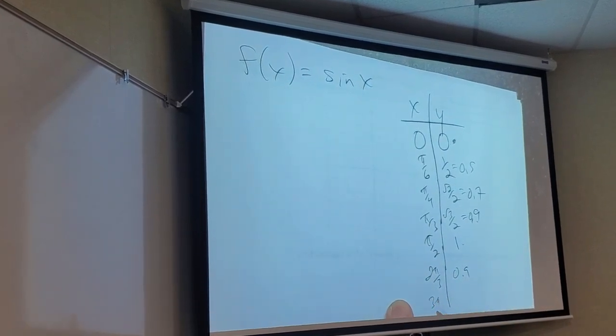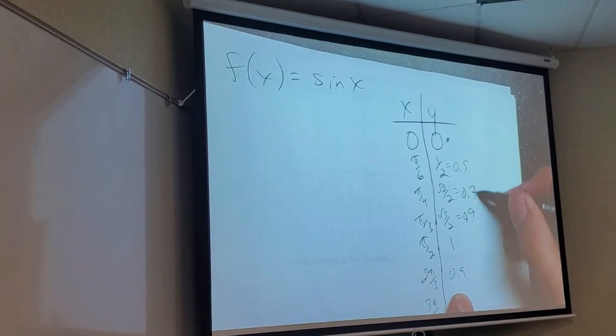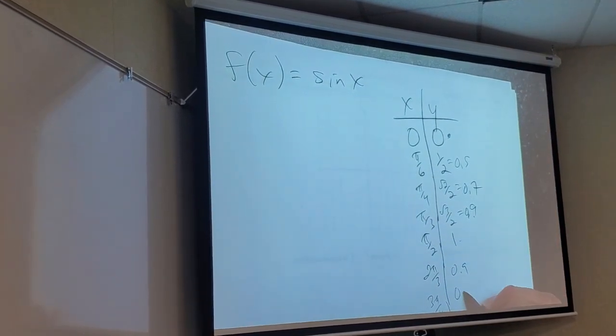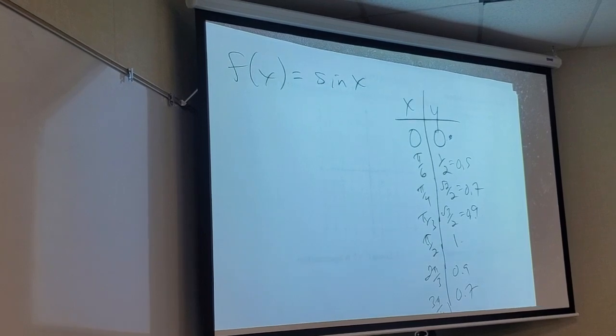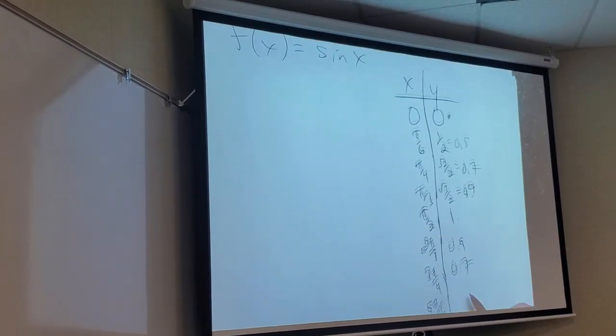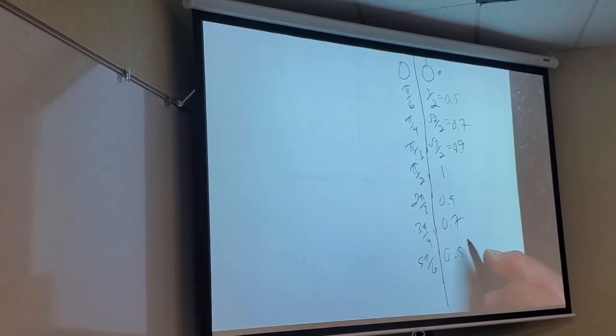What's 3 pi over 4 going to become? Now I'm just going backwards, right? 0.7. And then 5 pi over 6, 0.5. And then pi, 0.